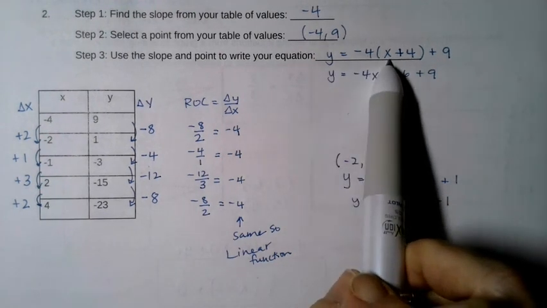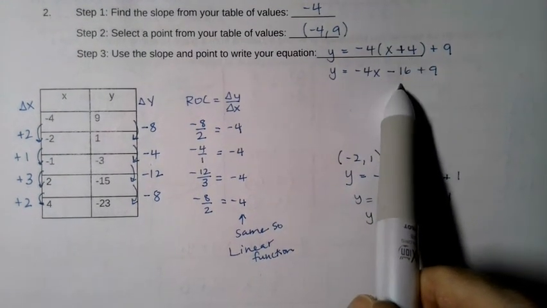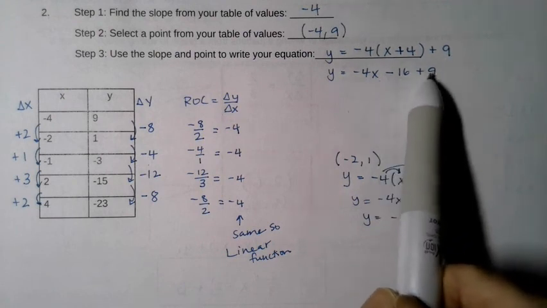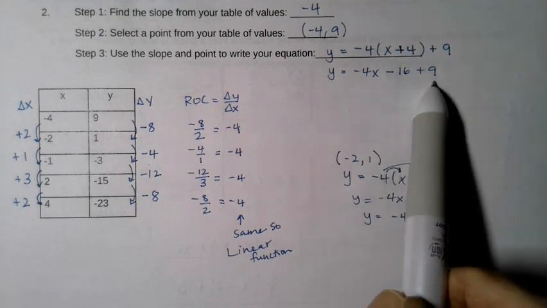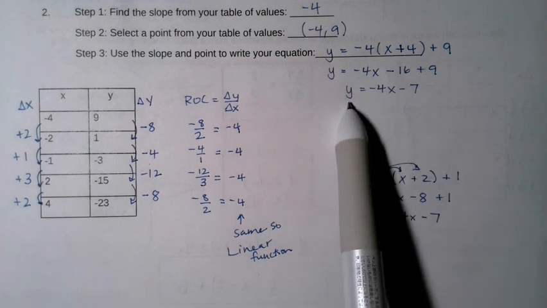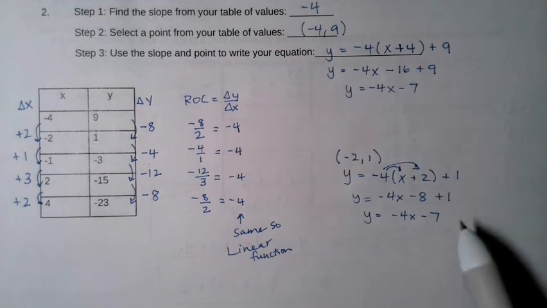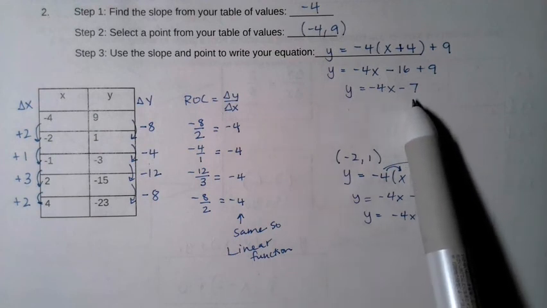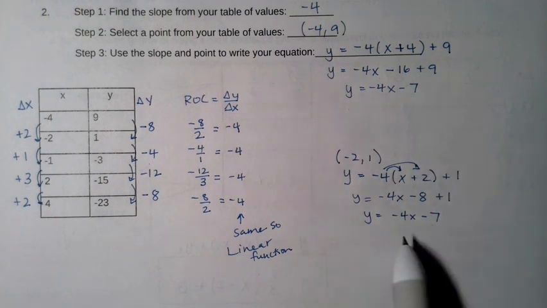Let's do the same thing up here. So -4 times x is -4x. -4 times +4 is -16 when I distribute that, and I still have the plus 9 out here. Now I add the -16 and the 9, which gives me y equals -4x minus 7. So this would say that I would go through the point 0, -7, and have a slope of -4.